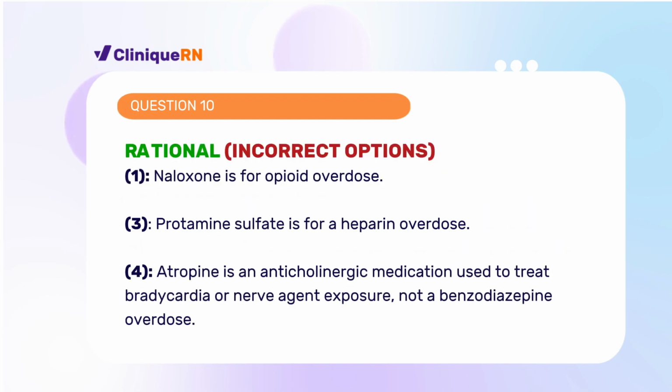Incorrect option 1. Naloxone is for opioid overdose. Incorrect option 3. Protamine sulfate is for a heparin overdose. Incorrect option 4. Atropine is an anticholinergic medication used to treat bradycardia or nerve agent exposure, not a benzodiazepine overdose.